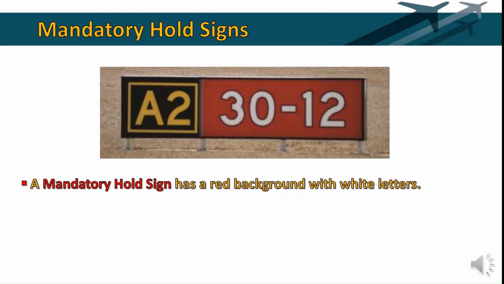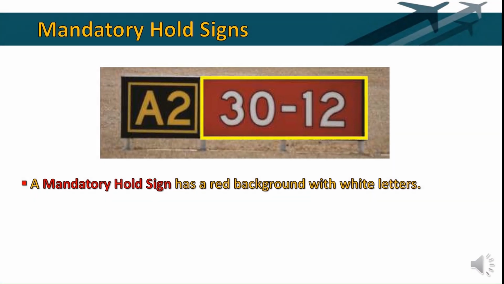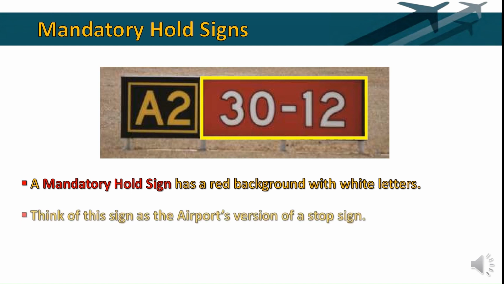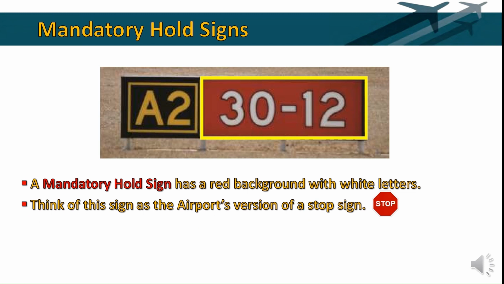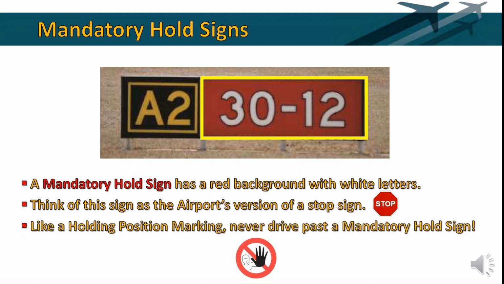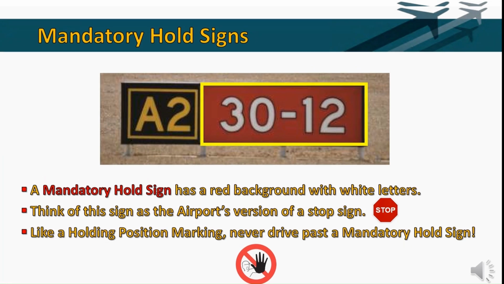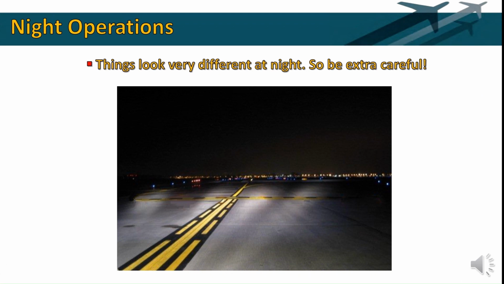Hold signs. A mandatory hold sign has a red background with white letters. Think of this sign as the airport's version of a stop sign. Like a holding position marking, never drive past a mandatory hold sign. At night, things look very different, so be extra careful.